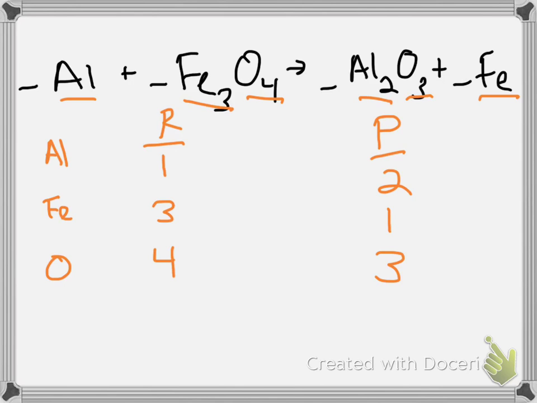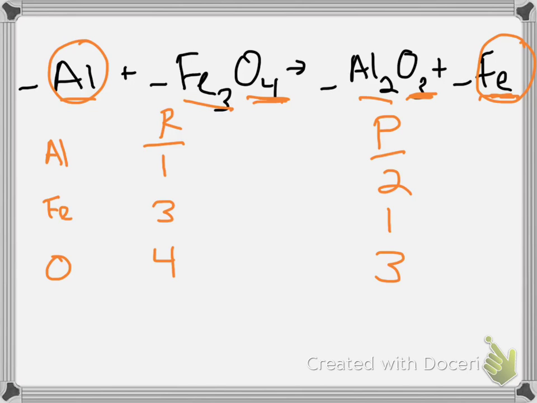So I want you to notice that aluminum is alone on the reactant side and iron is alone on the product side. That means that aluminum and iron are going to be fairly easy to balance because it's not connected to anything. It doesn't affect any other element. So we're going to start with oxygen. So we start with the more difficult one to balance. So we have 4 oxygens on the reactant side and 3 on the product side.